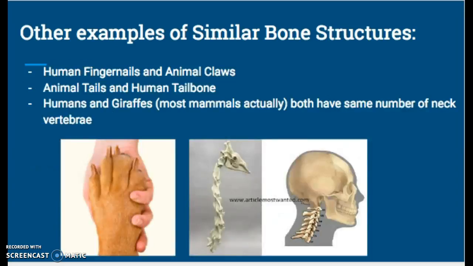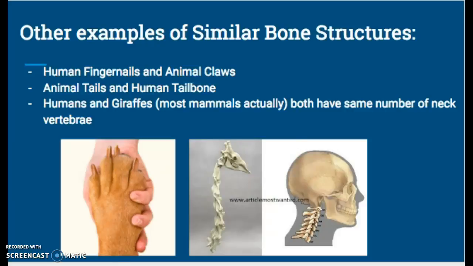But it's not just arm bones. Here are some other similar bone structures like human fingernails and animal claws, animal tails and human tailbone. Humans and giraffes both have the same number of neck vertebrae. Most mammals actually have the same number of neck vertebrae. And these are all because we share common ancestors. Okay, and the more of these we have in common with an animal, or the more an animal has in common with another animal, you can really start to see how they might be more closely related.